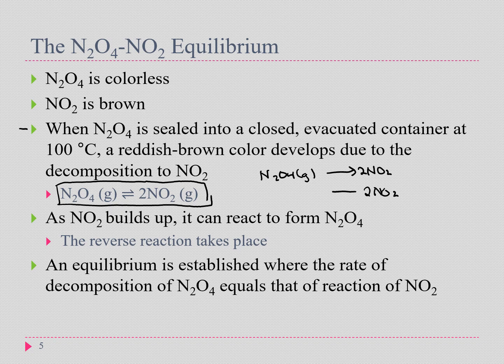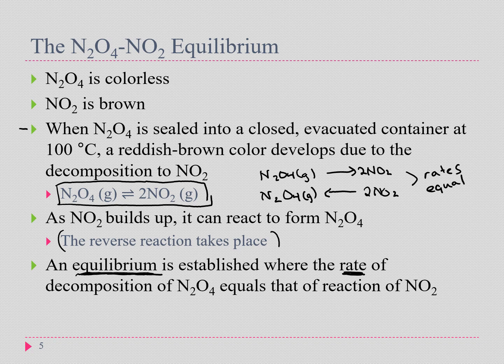They can collide together, and when they do, they can form dinitrogen tetroxide, right? That's our reverse reaction taking place. And we are going to form equilibrium when the rate of the reaction in the forward direction and the rate in the reverse direction are equal. Big note, that does not mean that the amounts of each one of them are equal.